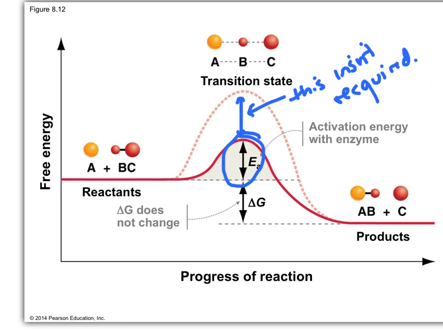The delta G has not changed in these reactions. It stays the same. You still have the same negative delta G because the reactants are above the products. The delta G doesn't change in the presence of a catalyst.